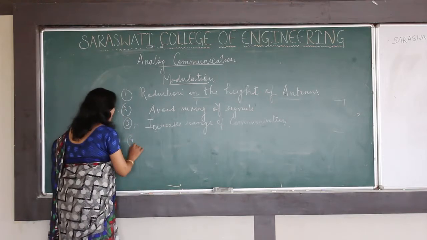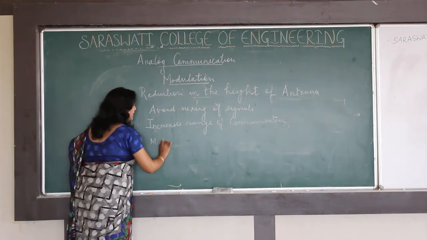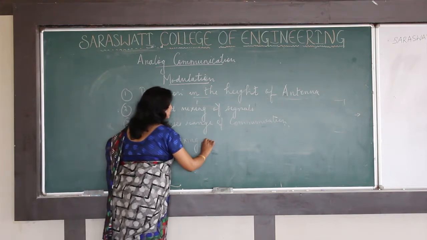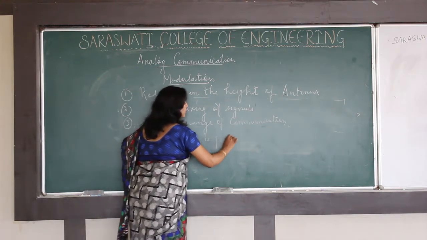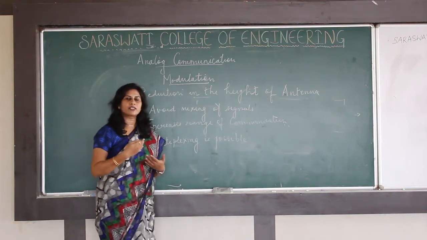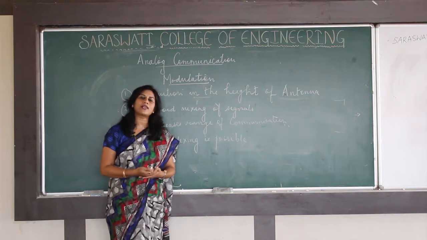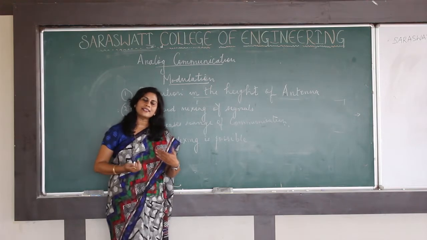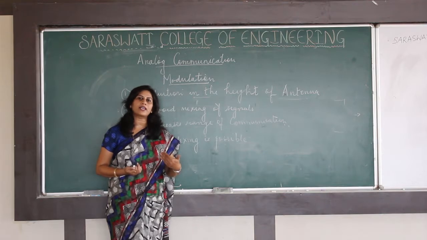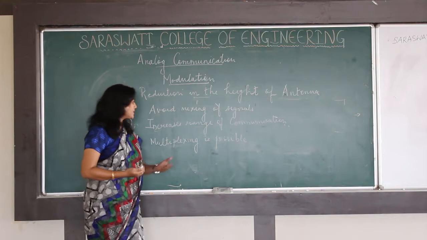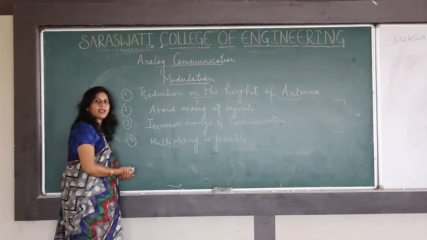The fourth reason why we go for modulation is that multiplexing is possible. Let's discuss what we mean by multiplexing. Multiplexing is the process of simultaneous transmission of more than one signal over the communication channel. Again, we can simultaneously transmit signals over the communication channel only because we have modulated our signal. So that is the fourth reason: multiplexing is possible.